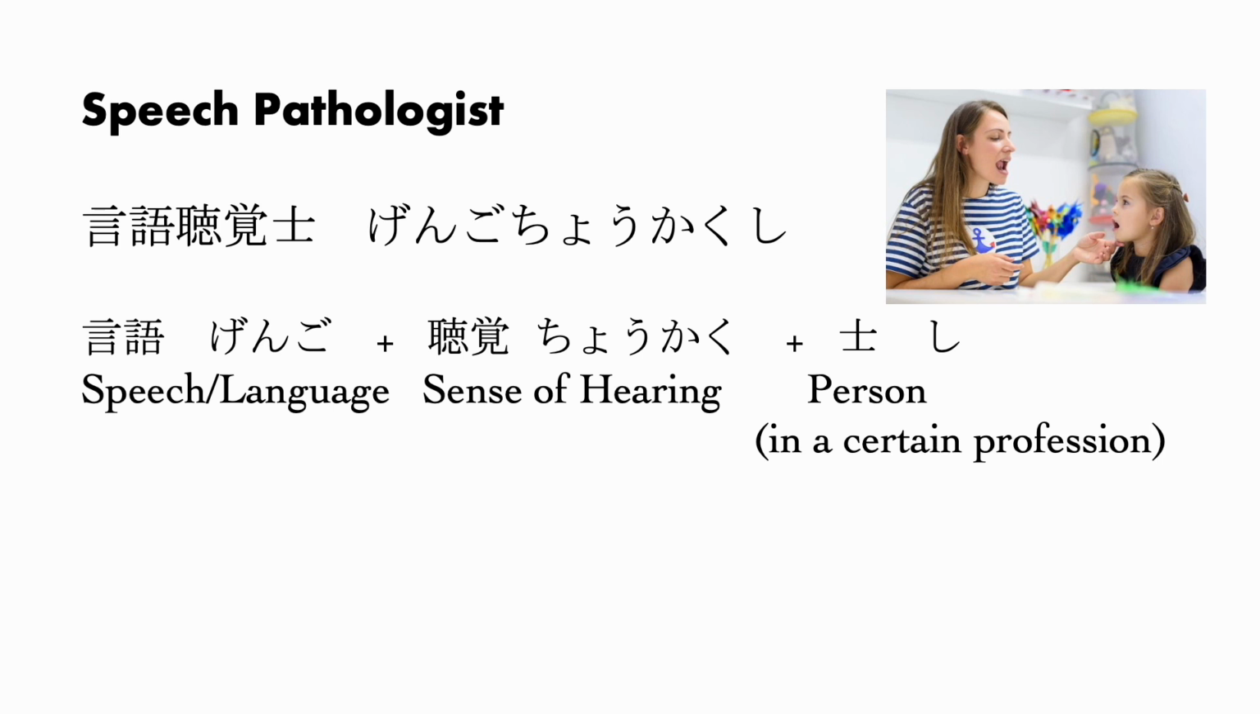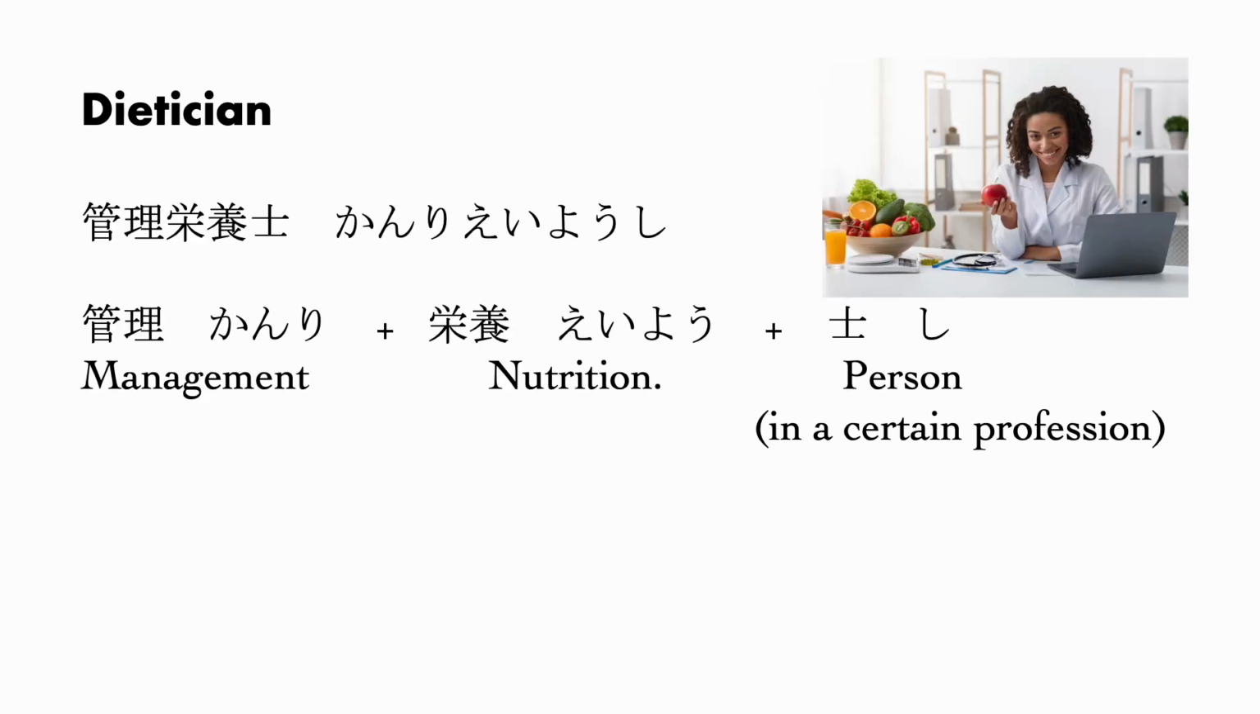Speech pathologist is the next one, which is 言語聴覚士. Breaking the word up, we have the kanji 言語, which means speech or language. Then we have 聴覚, which is sense of hearing, and shi, which is a person of a certain profession, making speech or language sense of hearing person, or 言語聴覚士, which is speech pathologist.